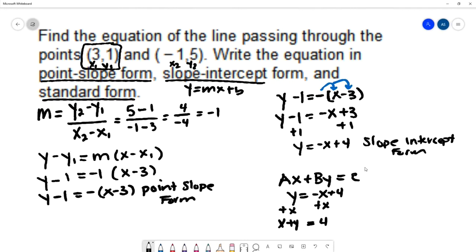Now the one comment is this example didn't have any fractions in it. In my math lab, standard form also has a and b and c being integers, so no fractions. If you do have fractions, you would clear the fractions out, multiplying by a common denominator on every term. So there we have our point-slope form, our slope-intercept form and our standard form.